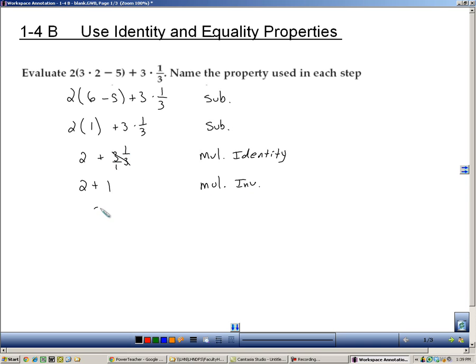And then finally, 2 plus 1 is 3. So when I evaluate my expression, I get the number 3. And then the property that says I can do that is substitution. So not only do you have to evaluate, but you have to give the property that says you can do each step.